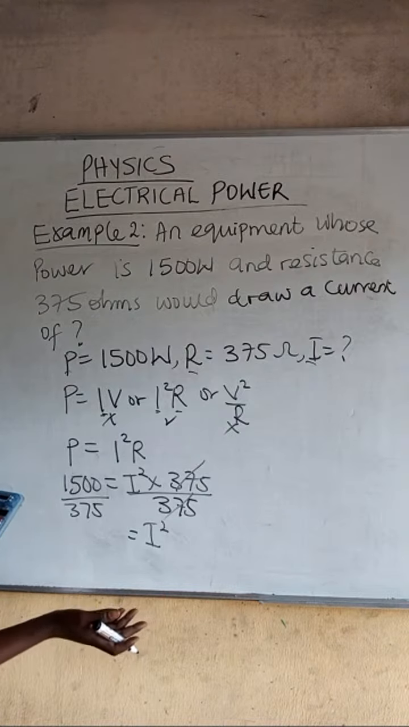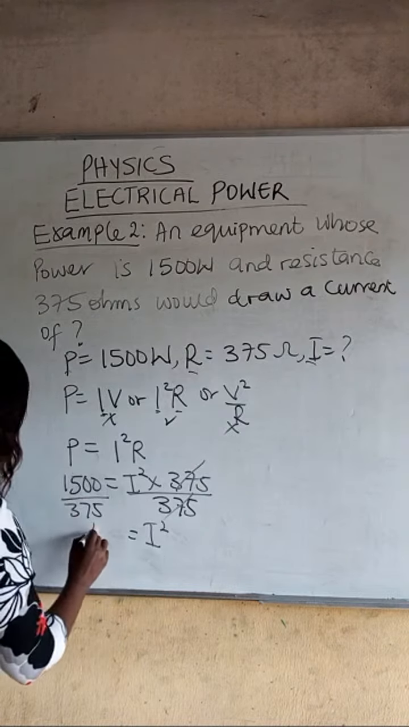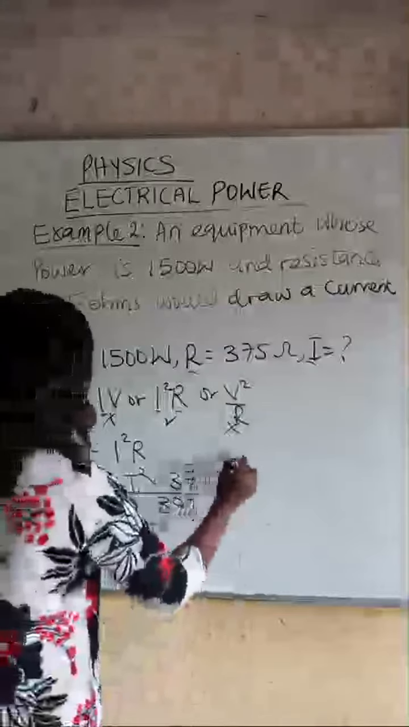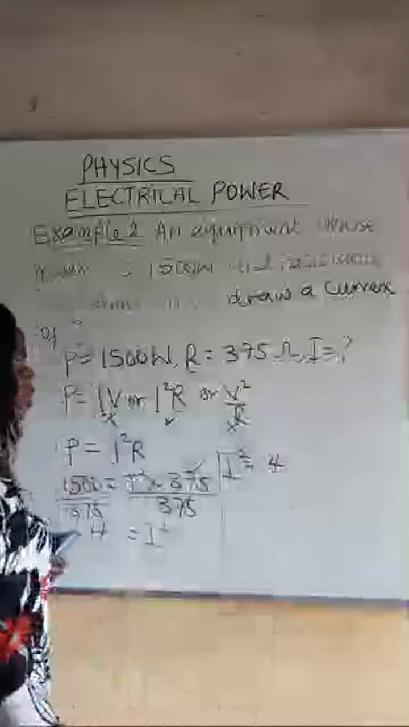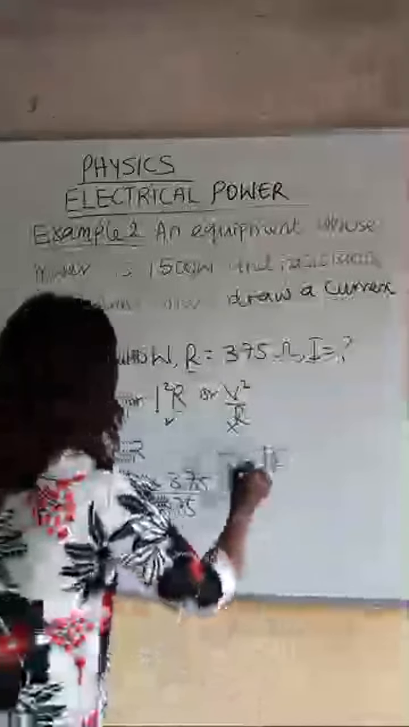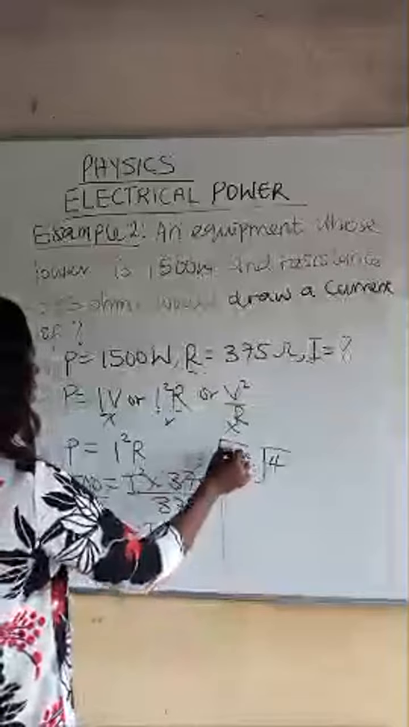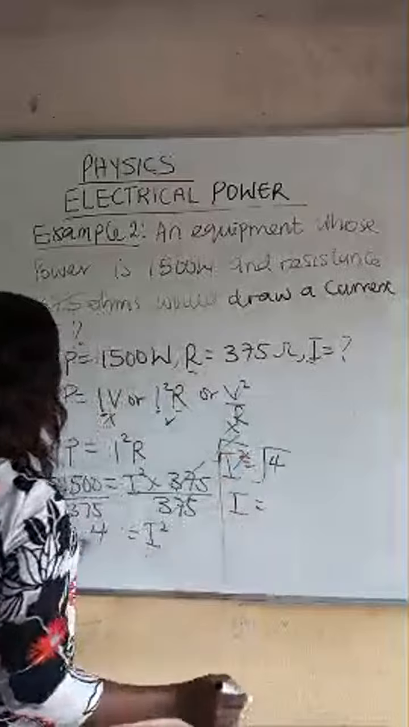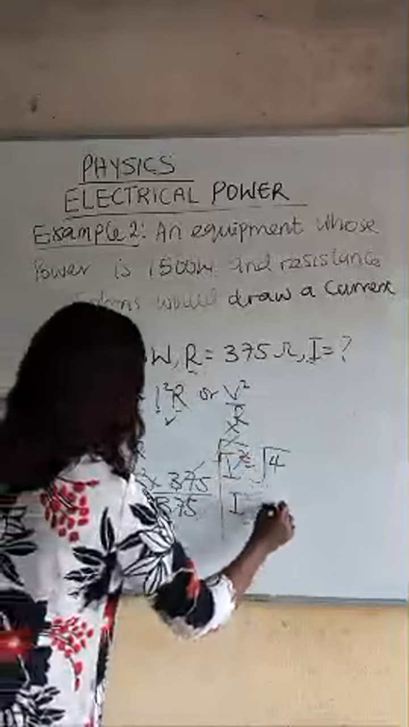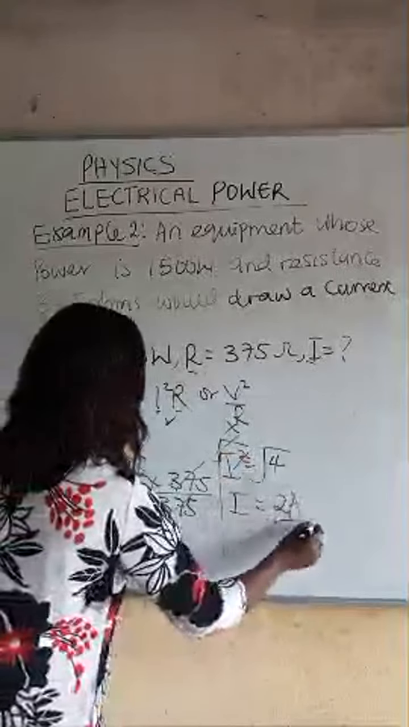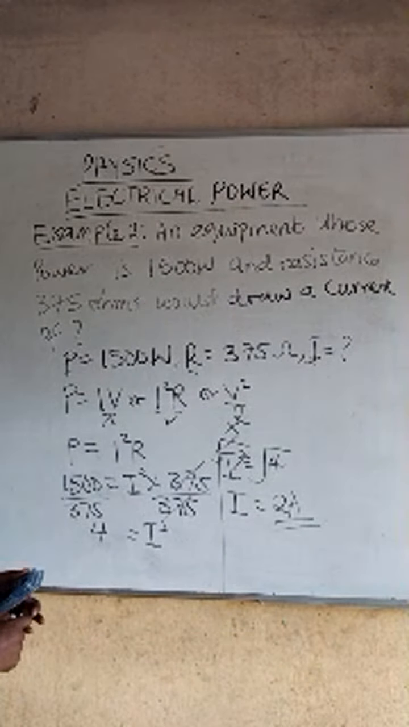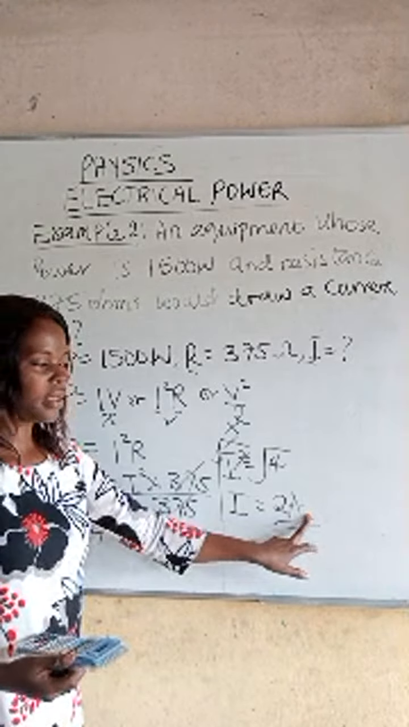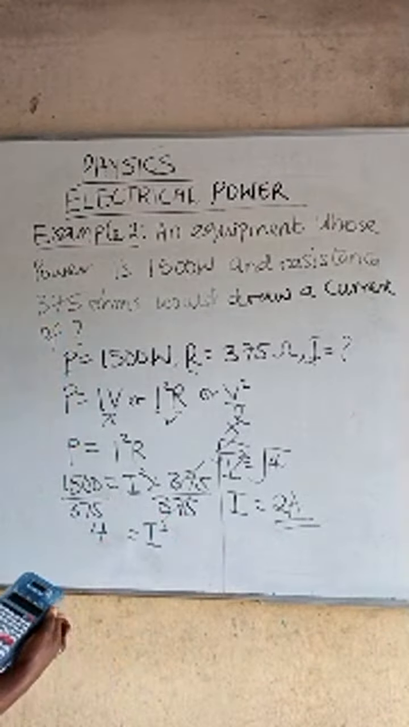Okay, we have what? We have 4. All right. Then for us to get the answer, we say I squared is equals to 4. So I'll take the root of both sides. Okay? This cancels this, to be left with what? I. And the root of 4 becomes 2 amperes, because the unit of current is what? Amperes. Okay? All right, let me do a recap.